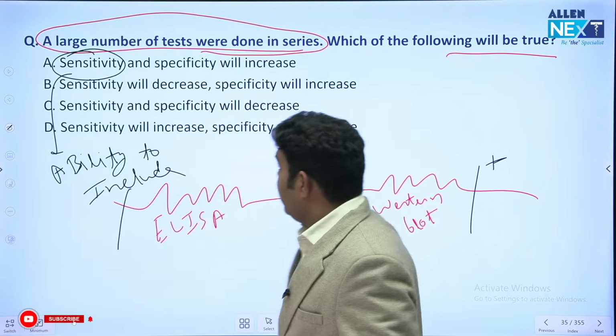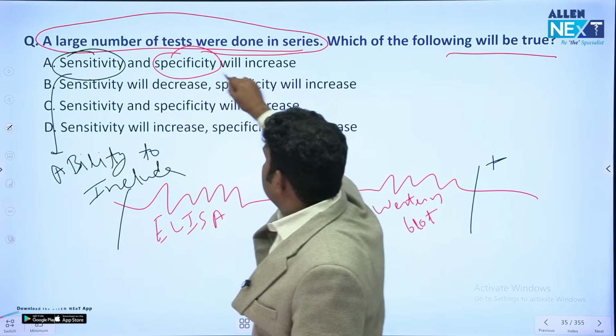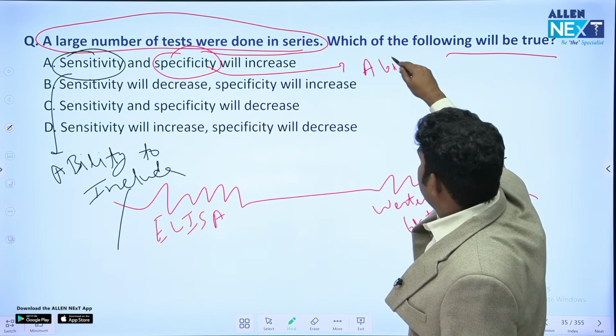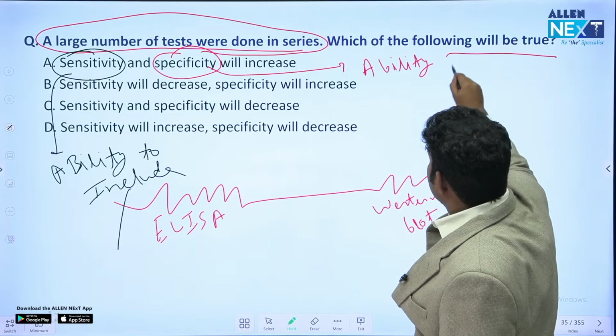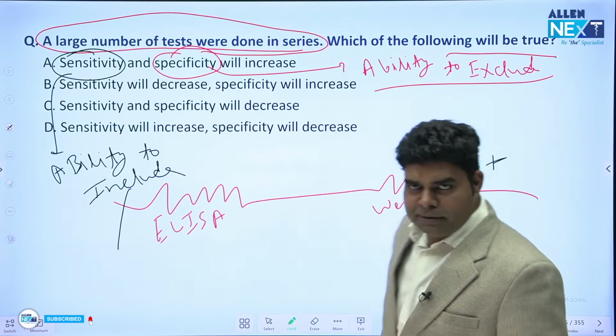और specificity क्या है? Specificity is ability to exclude, निकाल के बाहर करना. जितना निकाल के बाहर करोगे उतना स्पेसिफिक हो.